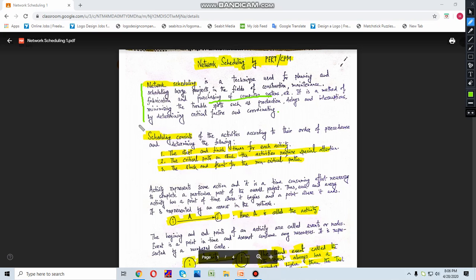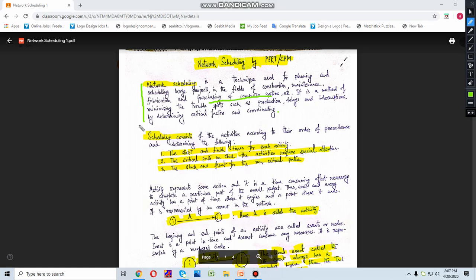That means you are scheduling the various activities involved in a certain project in such a way that the time loss is minimized. Here are some examples: in the case of construction, in the case of maintenance, in the case of fabrication.